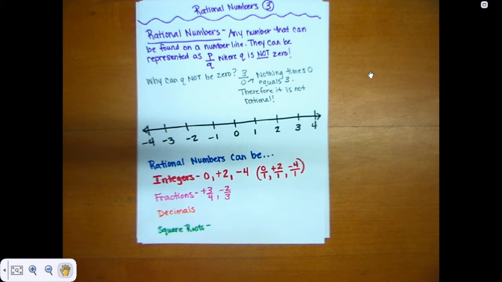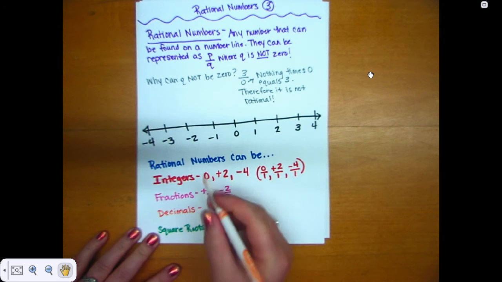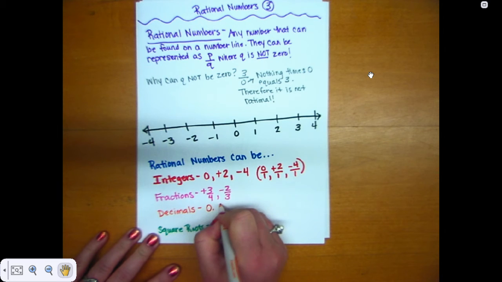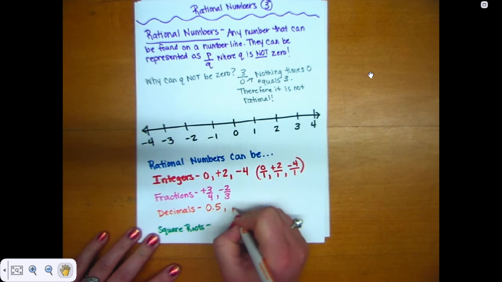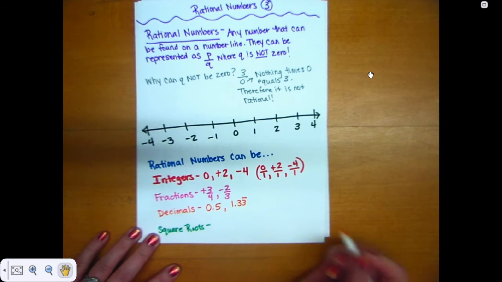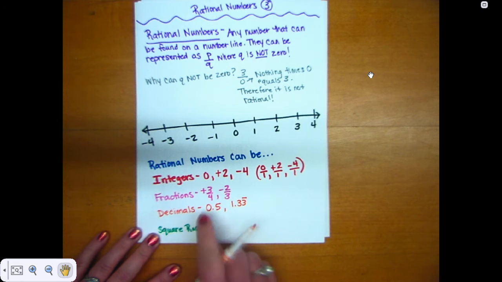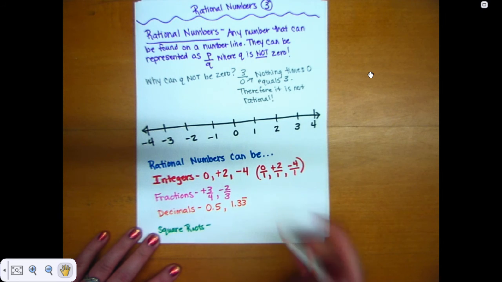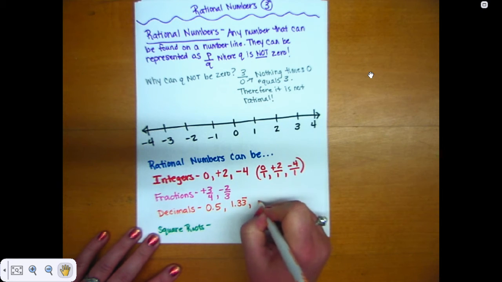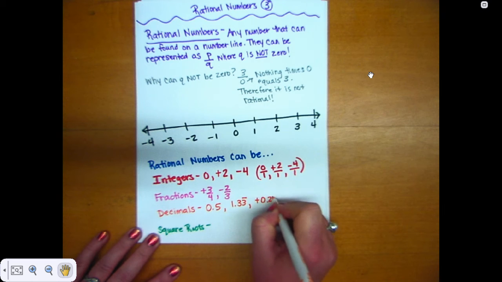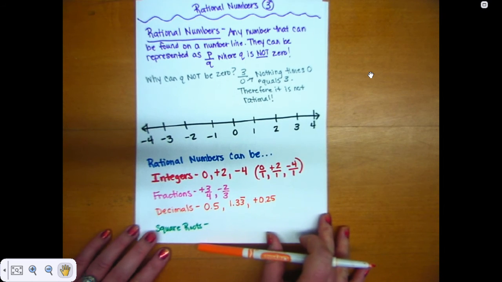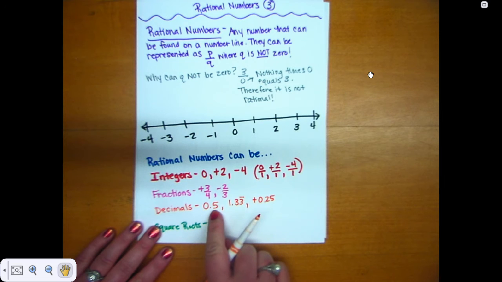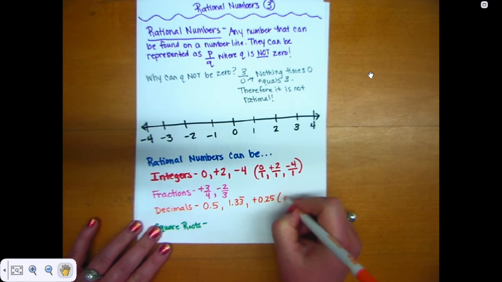Let's look at these decimals. Okay, so we can have decimals, and decimals are 0.5. We can have 1.33, and it's repeating. That means this is terminating and this is repeating. We can have positive 0.25. How could I represent these as fractions? Well, this says 5/10, so I could write it like this.